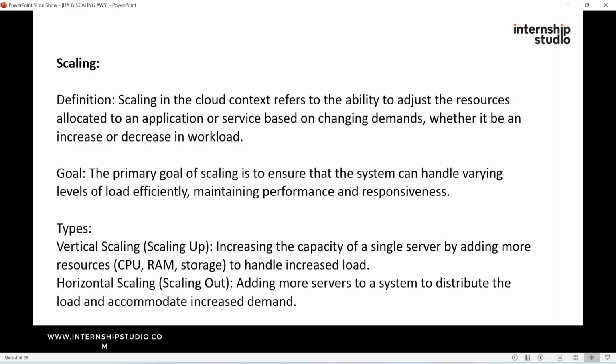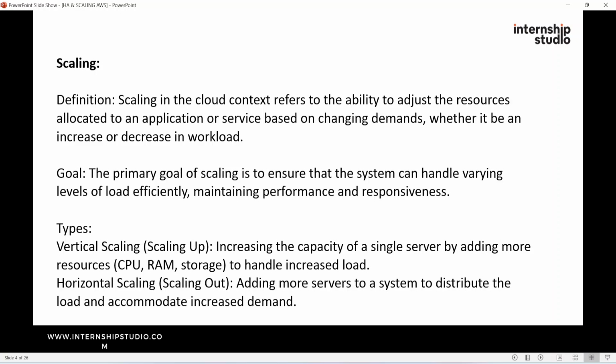Next, we usually have the types of scaling. We have vertical scaling, meaning scaling up, which means increasing the capacity of a single server by adding more resources, like CPU, RAM, and storage, to handle increased load. Next we have horizontal scaling, which is scaling horizontally or outwards, adding more servers to a system to distribute the load and accommodate increased demand. So this is an overview of scaling.